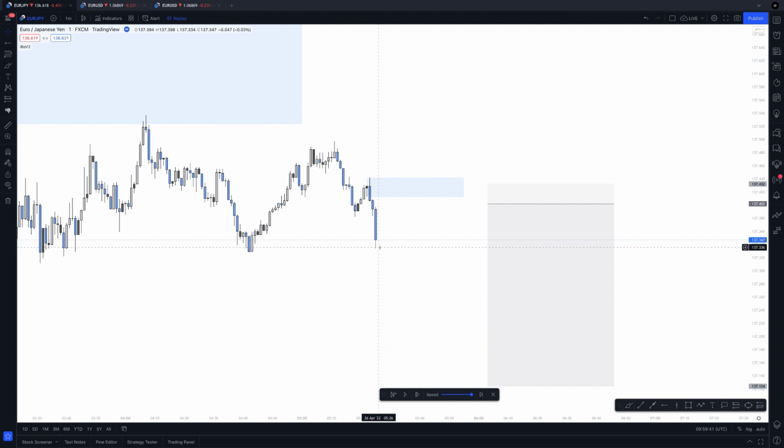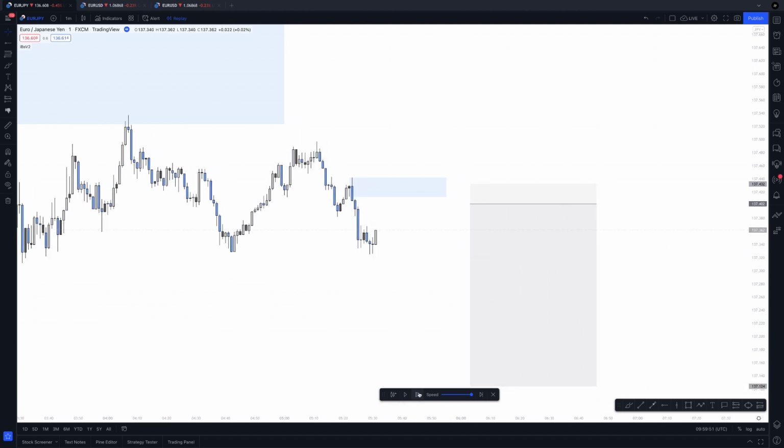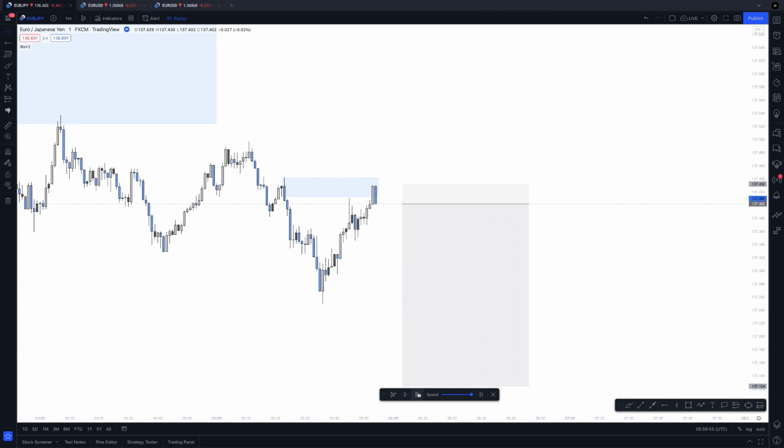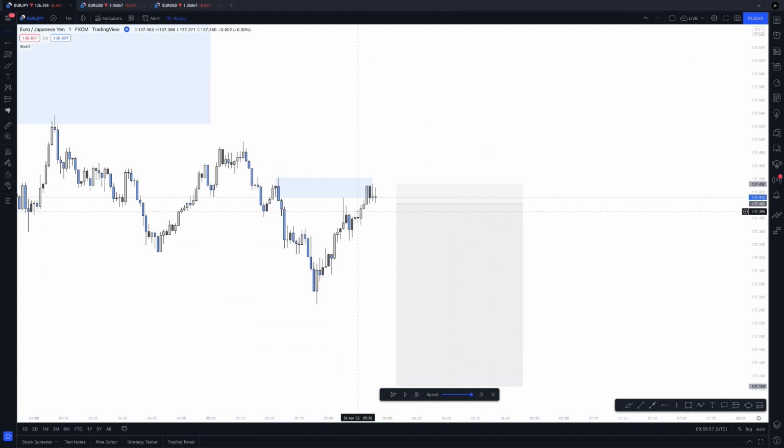I'm gonna show you right now. So immediately after we break this low, we would be on break even, and that's it. We would manage it on the 1 hour time frame. As you can see, price continued to the downside and unfortunately took us out for a break even trade. So this would be a break even trade.